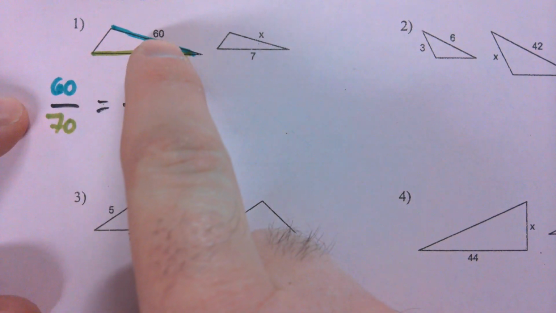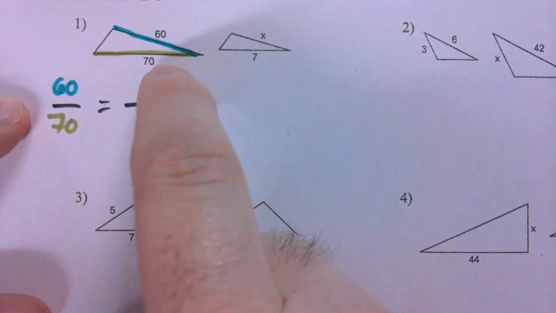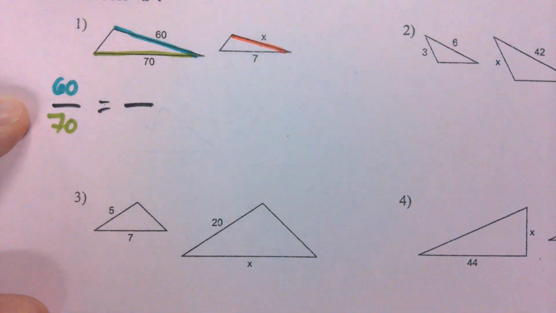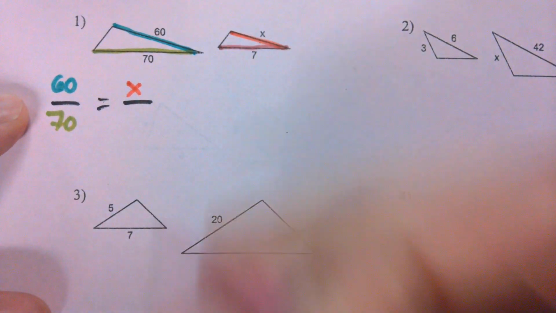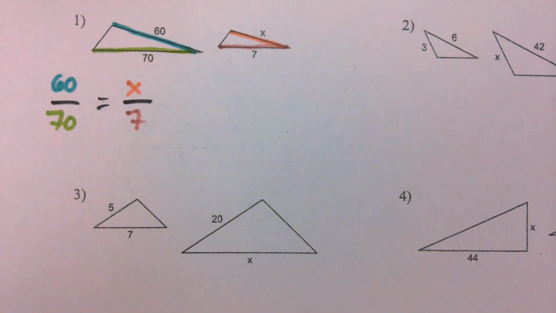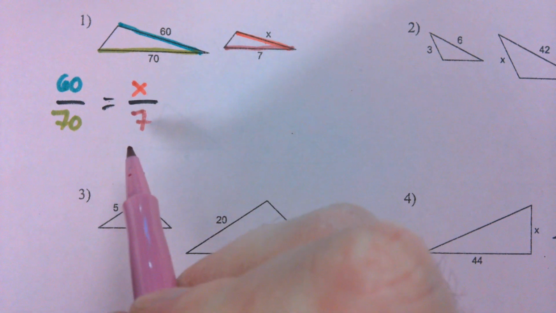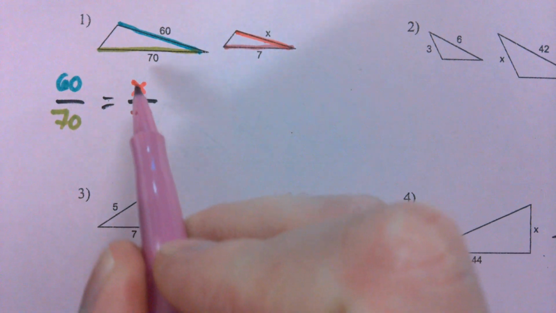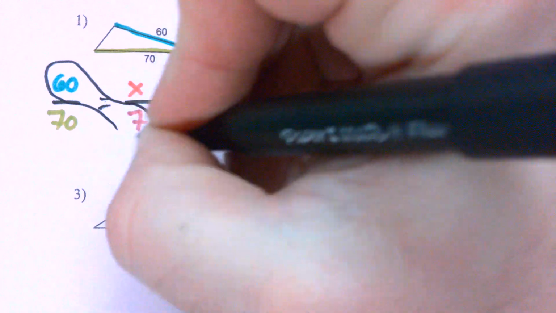So I put the top length over the bottom length, right? 60 over 70, top over bottom. So what do I need to put on top for my smaller triangle's fraction? X. Top side, X, over bottom side, 7. So when we're talking about corresponding sides, that's what we mean. Top over bottom equals top over bottom. I could have done bottom over top, but then I would have had to do bottom over top for my second one. And when we cross multiply, we'd end up with the same thing.